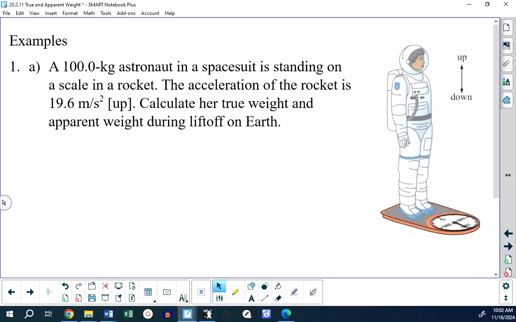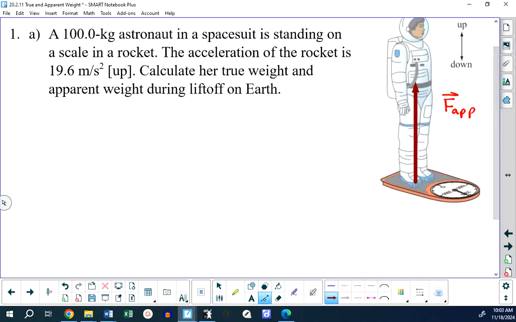If the rocket is accelerating up, then the scale that this astronaut is standing on is being pushed up against your feet. There is a force of the whole rocket that kind of gets transferred from the rocket to the scale to your feet to your experience in your brain. And that's the applied force. This is F applied. There is also, again, true earth weight. I'm going to call it Fg.